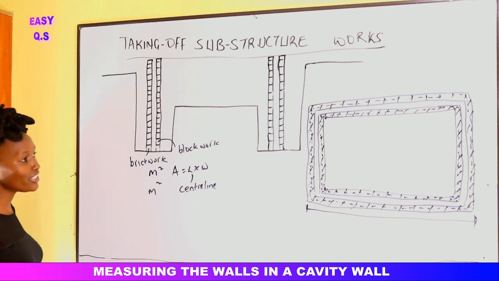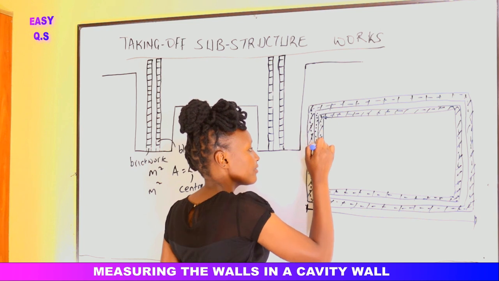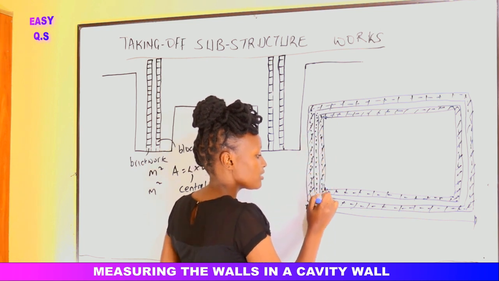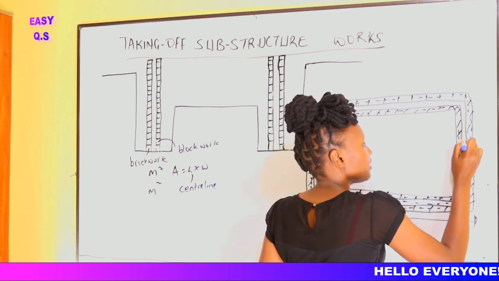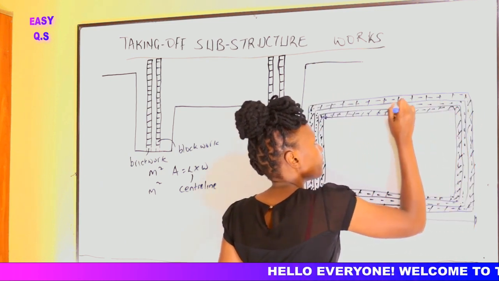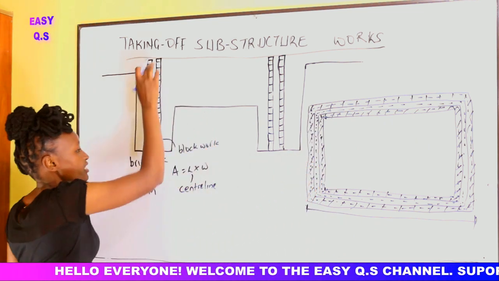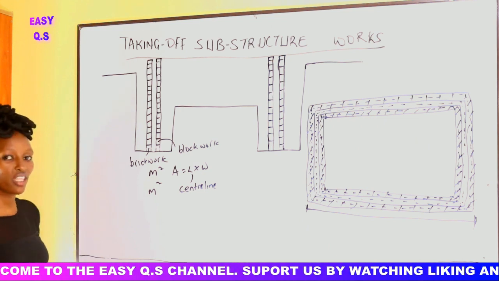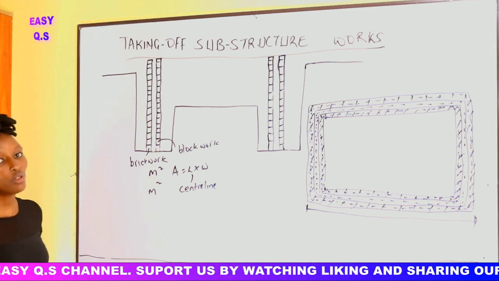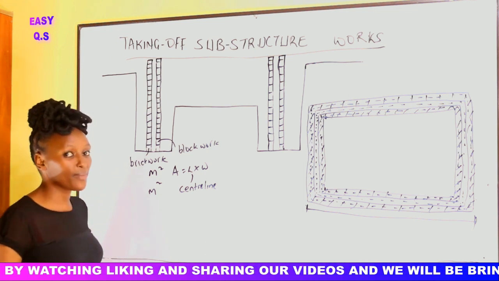So forming cavities, we shall take the center line of the cavity, which is here. Alright, forming cavity, this is the center line of the cavity. Then we shall multiply it by the height of the cavity. So measuring forming cavity including the wall ties, how shall we price it? We measure the area, then we price it per square meter.